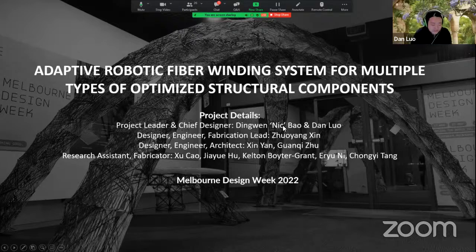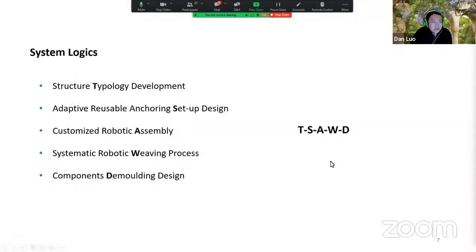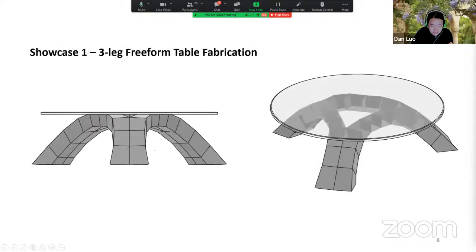So you will hear his presentation following mine, and it is recently exhibited in Melbourne Design Week. I'm just going to quickly go through them because I'm aware I only have 20 minutes. But the interesting thing about this project is that it actually started with a very small starting point.